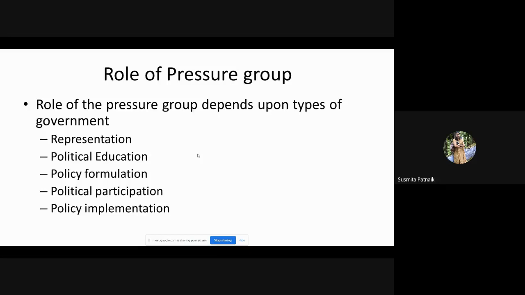And political participation means what? As the citizens have little or no influence upon decision making, the pressure groups have to participate in the campaigning of public policies, and it is a great help for policy implementation. So these are the roles of the pressure groups.